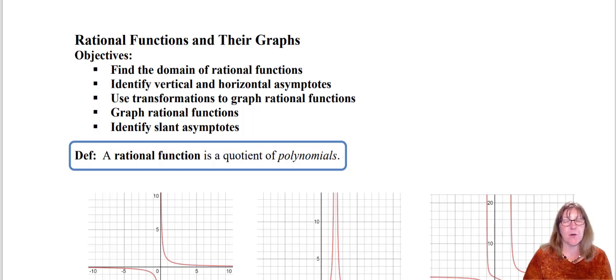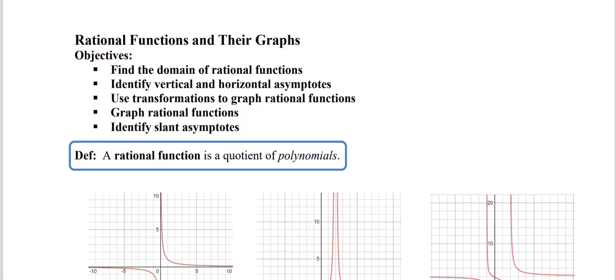A ratio is a fraction of polynomials. So we need to find the domain of rational functions. We need to find asymptotes, both vertical and horizontal asymptotes. We're going to talk about transformations of rational functions. And then we're going to pull all the information together to graph rational functions. Let's take a look here.